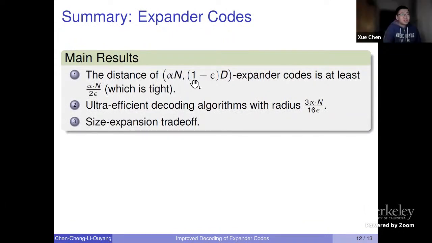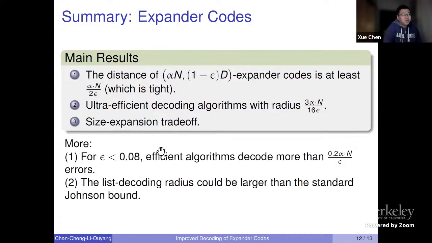So the distance is at least alpha m over 2 epsilon, which is tight. This is a better distance compared to the previous lower bound. We give ultra efficient decoding algorithms with radius 3 alpha n over 16 epsilon. The new ingredient is the size and expansion trade-off.